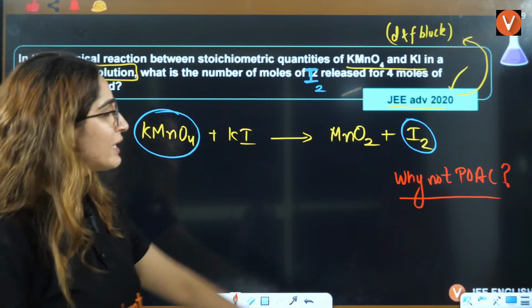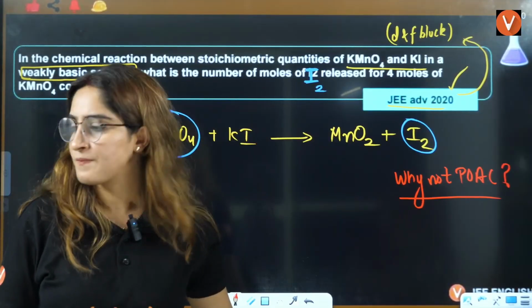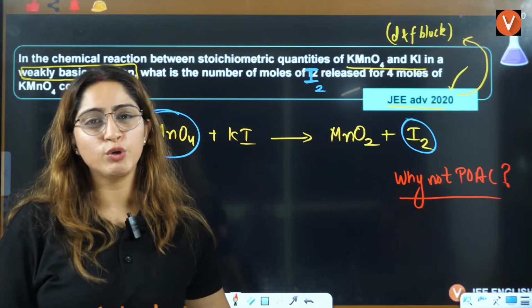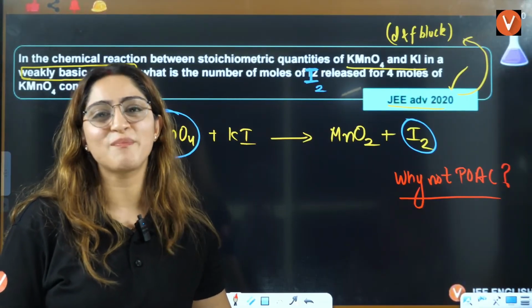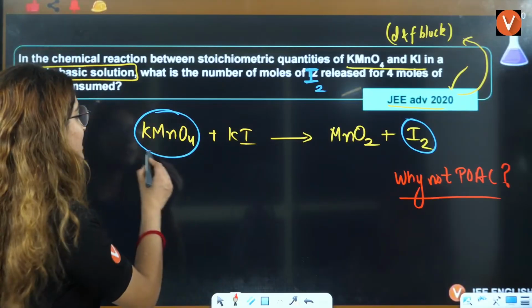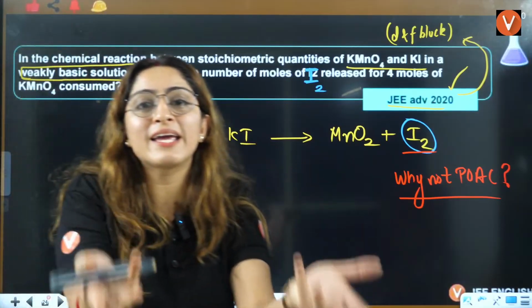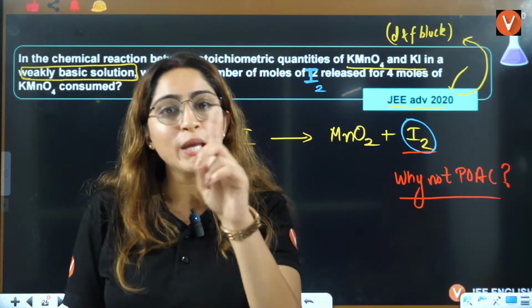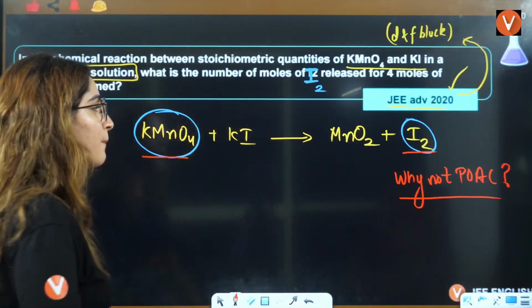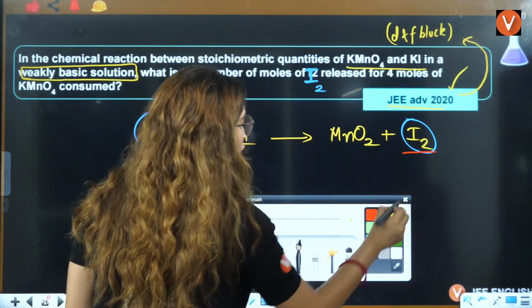Yes, you can definitely use stoichiometry here. That is correct. Stoichiometry you can use here. POAC can you use? No. POAC is applied when at least one atom should be common. Between this and this, there is no atom that is common. So how can I apply POAC? So POAC is not applied here. Stoichiometry you can apply here, right? But now I will solve it with law of chemical equivalence to make it easy for you.